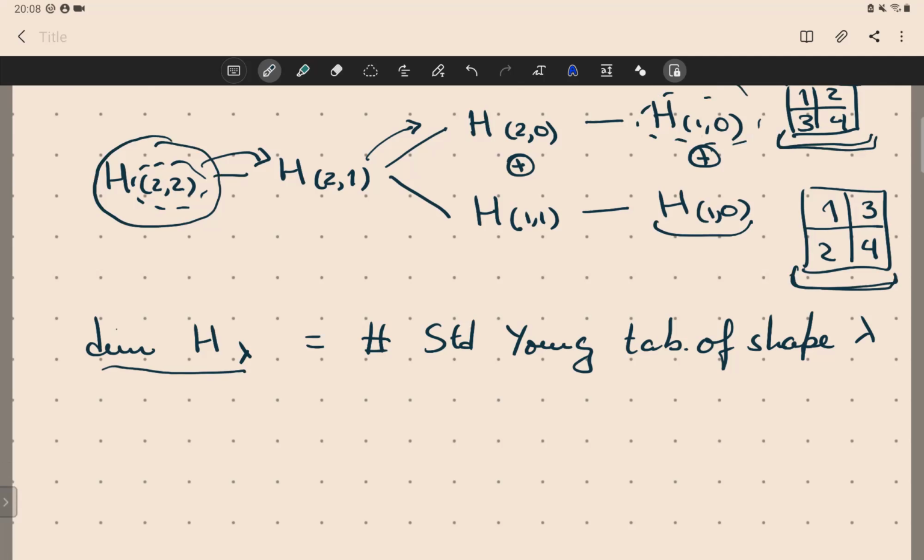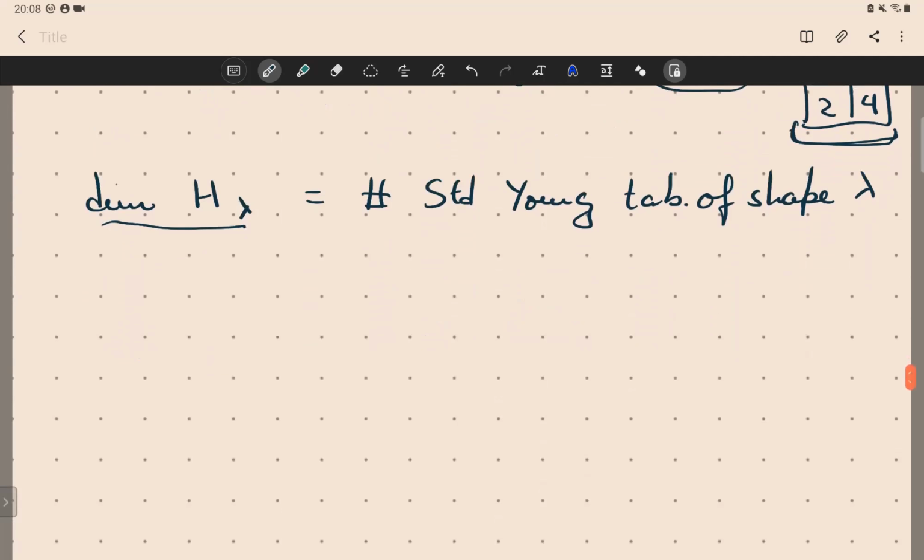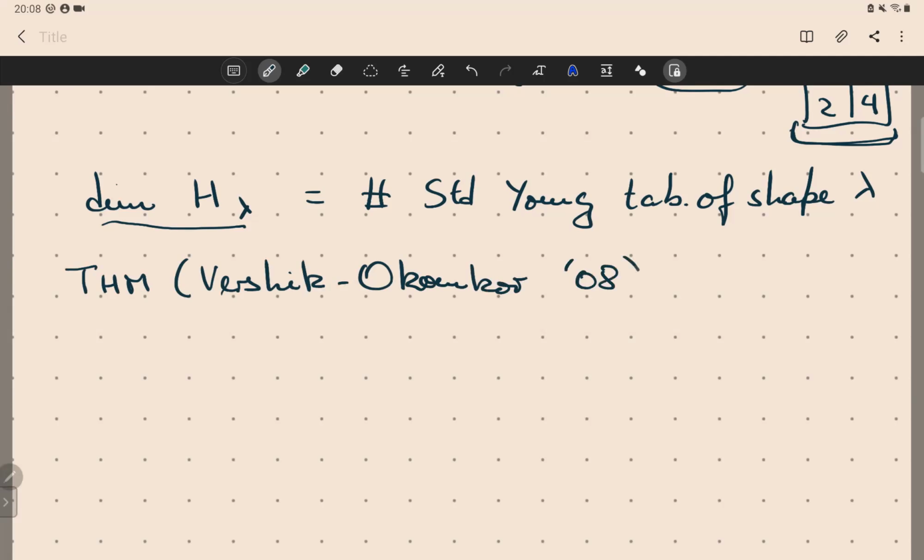So it's more than just a dimension count. I'm not only counting the dimension, I'm finding a basis that is parameterized by the standard Young tableaux. And this was already known several years ago, but only in Vershik and Okounkov's paper from 2008 was this basis clearly identified. So how do you do that?